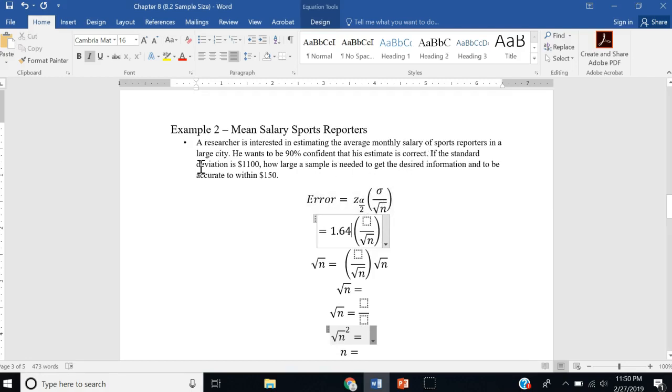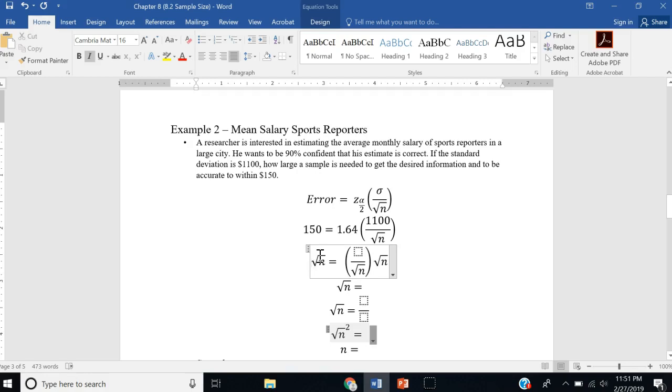It says the standard deviation is $1,100. And it also says that we want to be accurate within $150. So that's my margin of error there. So this is the setup. The error is 150. The z-value, because of 90% confidence, the z of alpha over 2 is 1.64. Our standard deviation is 1100, so it goes there.